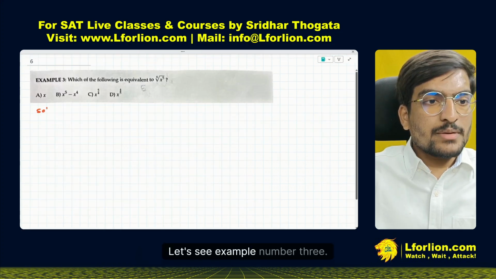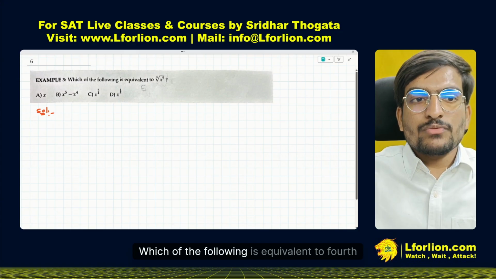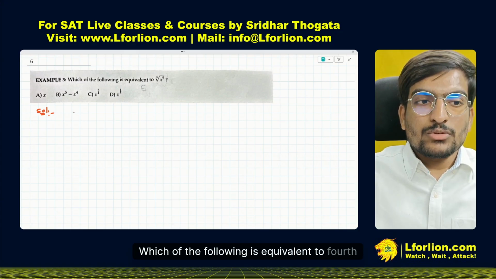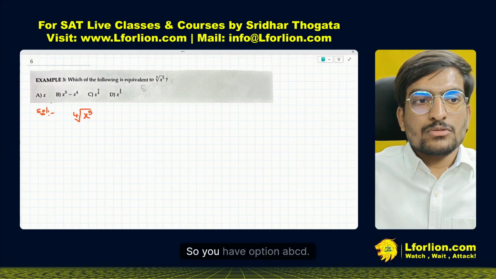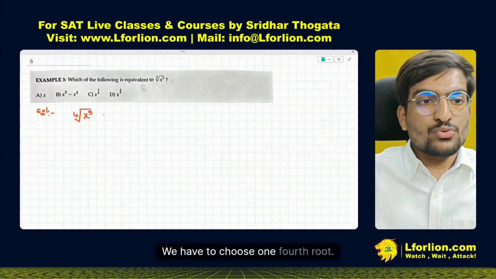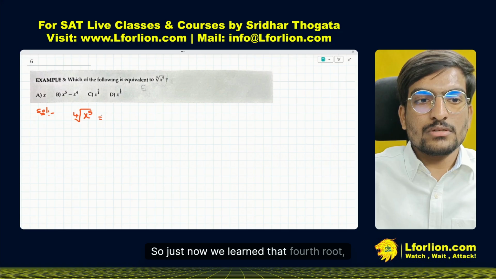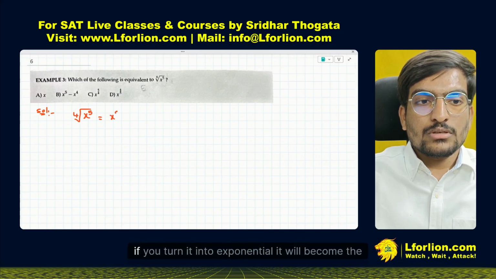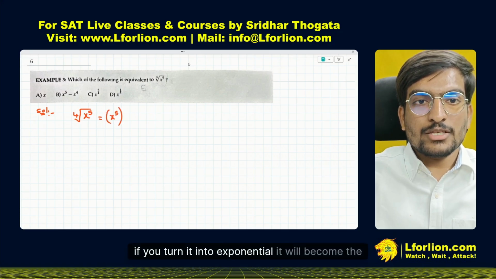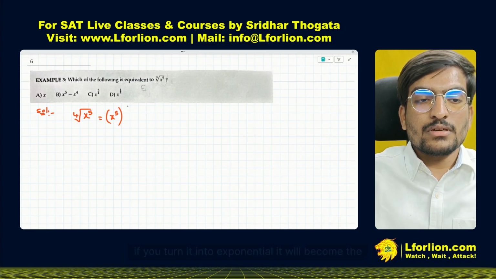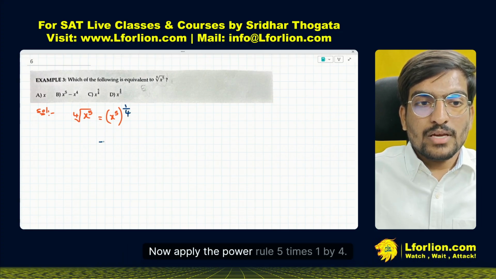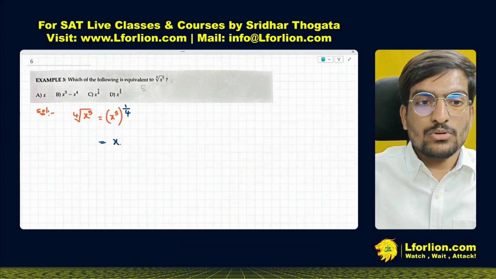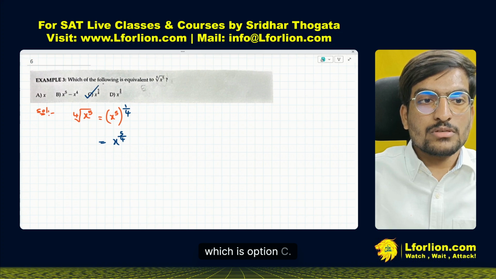Let's see example number 3. Which of the following is equivalent to fourth root of x power 5? So you have options A, B, C, D. We have to choose one. Fourth root: just now we learned that if you turn it into an exponent, it becomes the denominator of the exponent. So it's going to be 1 by 4. Now apply the power rule, 5 times 1 by 4. So that's going to be 5 by 4, which is option C.